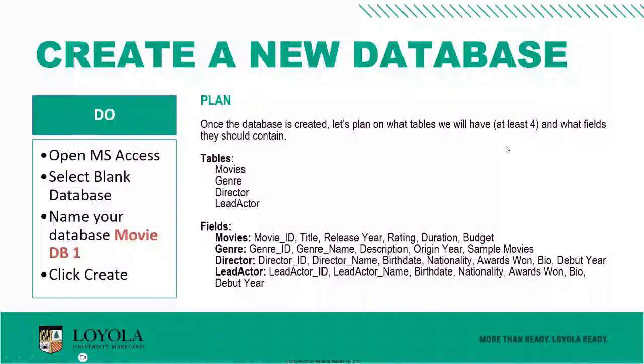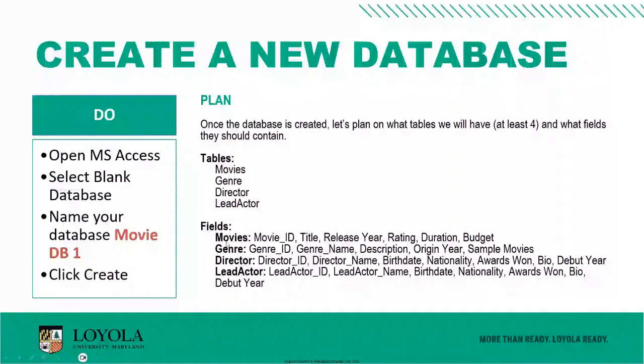Before we move on to the next slide, we're going to plan out our tables. For this database, we're going to have 4 tables. They're right here: movies, genre, director, and lead actor. And each table will have several fields.